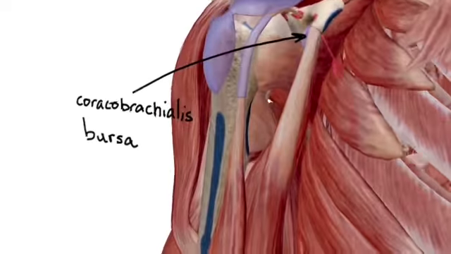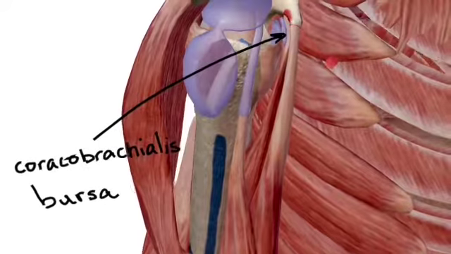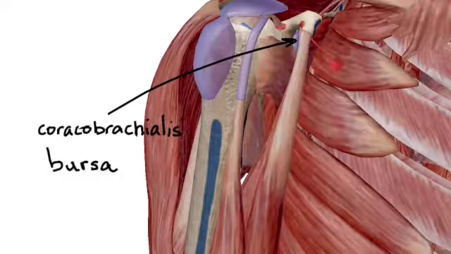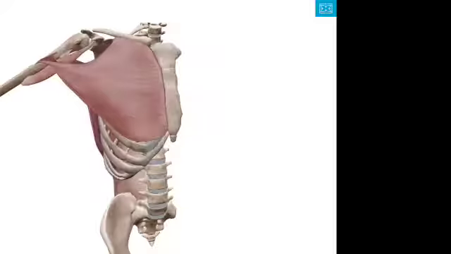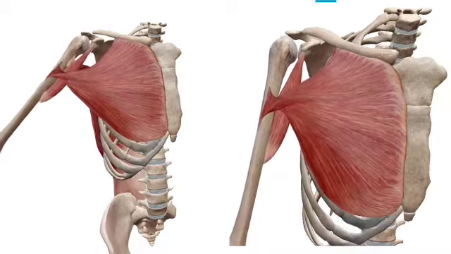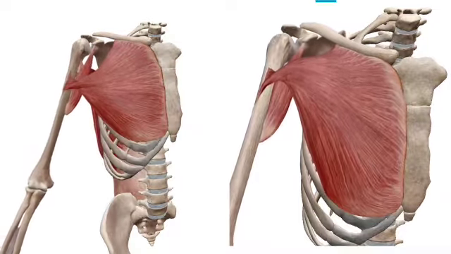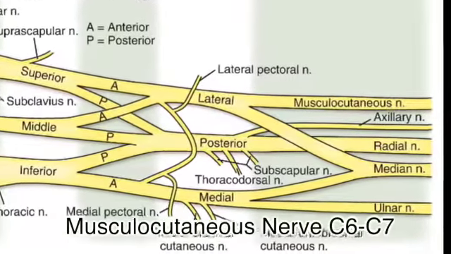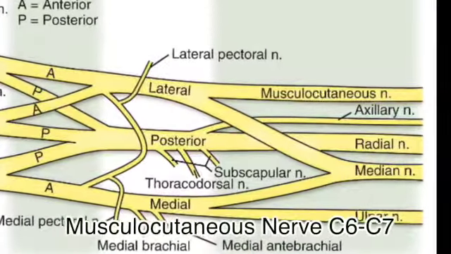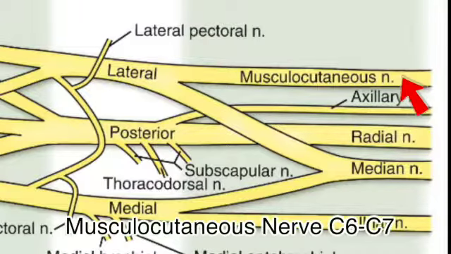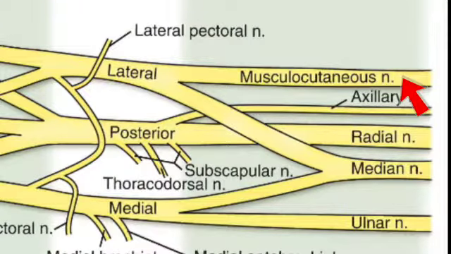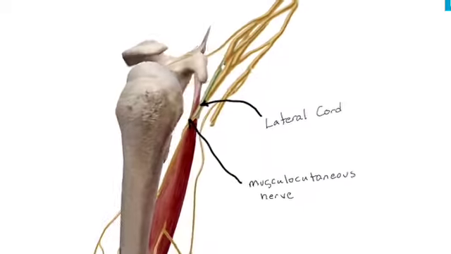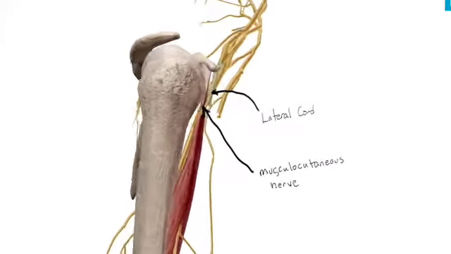The main function of the coracobrachialis is to take the arm into its resting position. It is also very important for suspension of the arm. The coracobrachialis is innervated by the musculocutaneous nerve, C6 to C7, which perforates the muscle proximally. The musculocutaneous nerve is the terminal branch of the lateral cord of the brachial plexus. It is a motor nerve at the arm and a sensory nerve at the forearm.